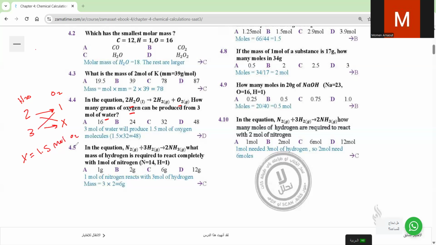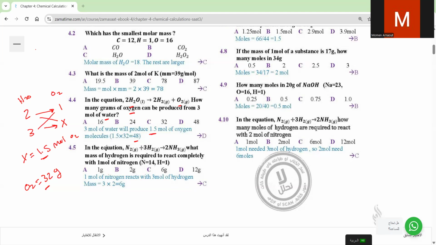1.5 moles of oxygen. And we just said that the O2 molar mass is 32 grams. So 1.5 times 32 will give you 48. Look, 3 moles of water will produce 1.5 moles of oxygen. How did I know? I know that from the equation, because in the equation every 2 give 1. So 3 give 1.5. Then we converted the moles to mass by multiplying by the molar mass.